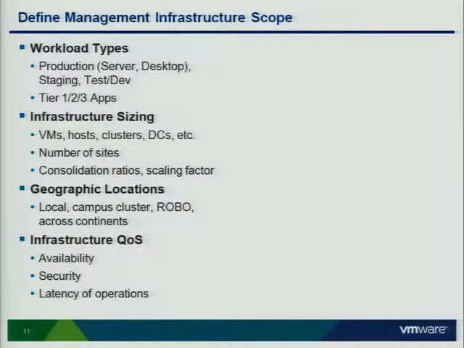Consolidation ratios, right? How much are you really looking to target? Are you looking to target a 50:1 ratio, or are you only looking at 4:1 because you want to dedicate large chunks of resources to certain workloads that run on an ESX box?